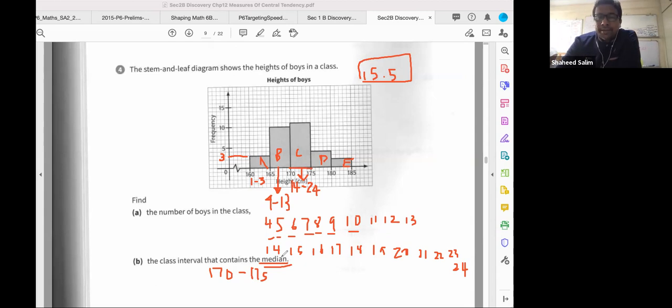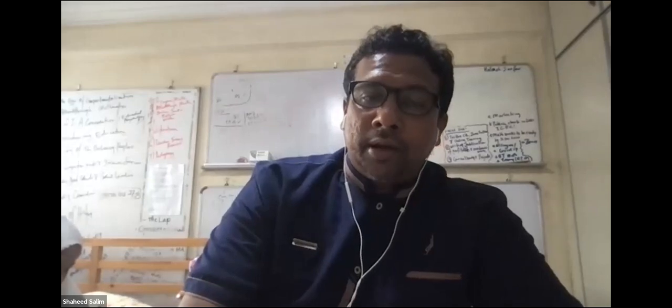What am I saying? The median student means the student with the middlemost height, his height is in the range of 170 to 175. That's what it means. It must make sense, it must have meaning. Okay, we try the next one.